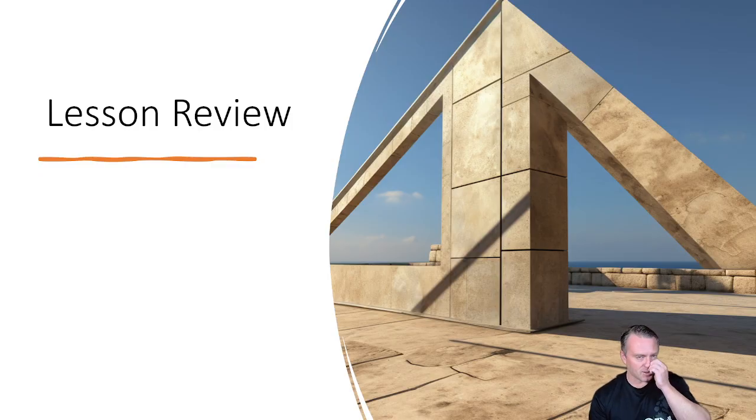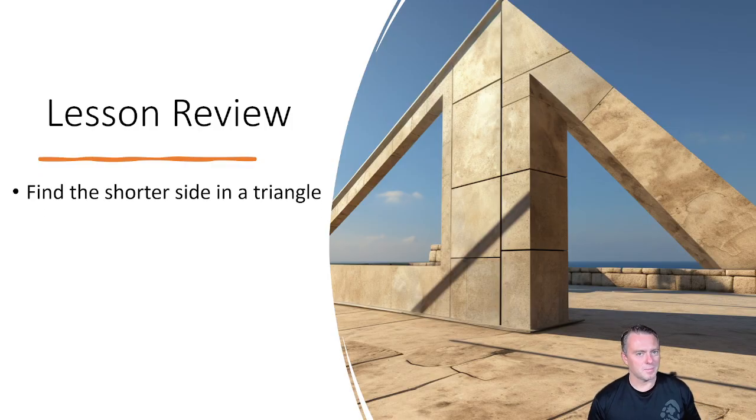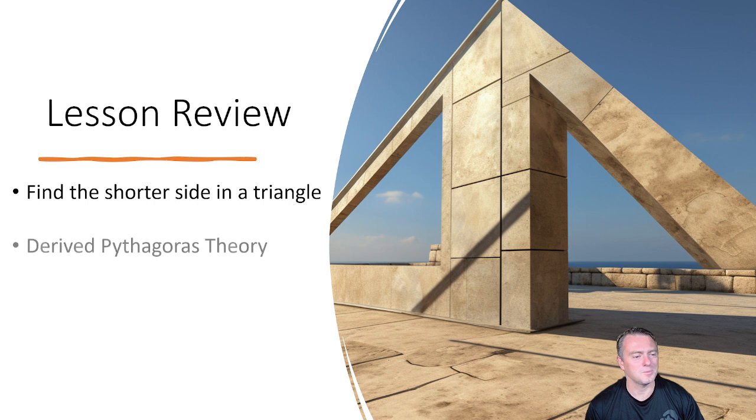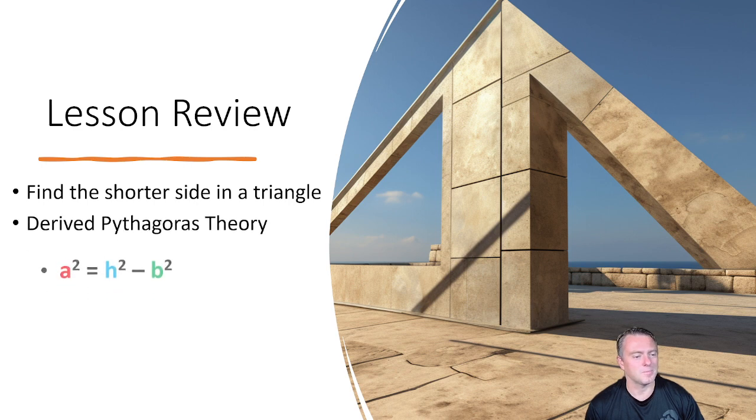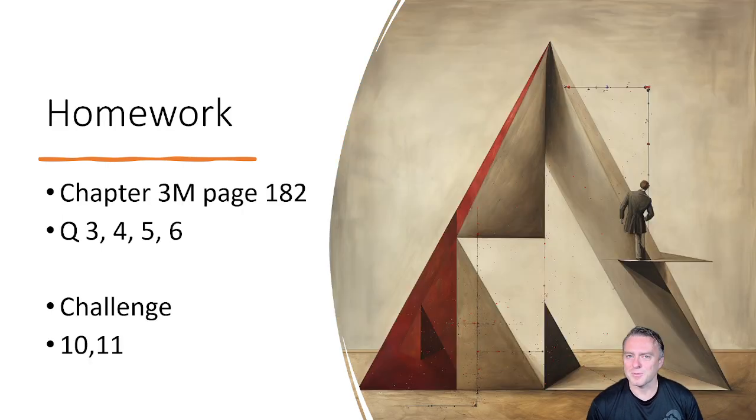There's a second Pythagorean sheet there that you should be playing with. If not, we've got some more time next lesson. So you should be able to find the shorter side in the triangle, derive Pythagoras' theorem, A squared equals H squared minus B squared equals H squared minus A squared. They're pretty straightforward. So there's the homework there, chapter 3M, page 182, questions 3, 4, 5, and 6, and then the challenge questions for 10 and 11 if you want to push yourselves.